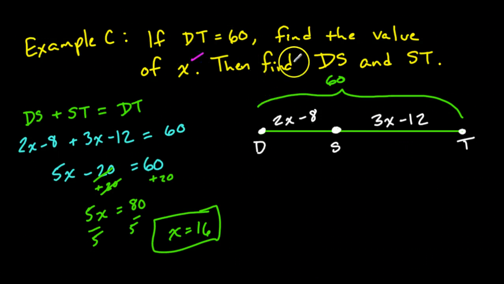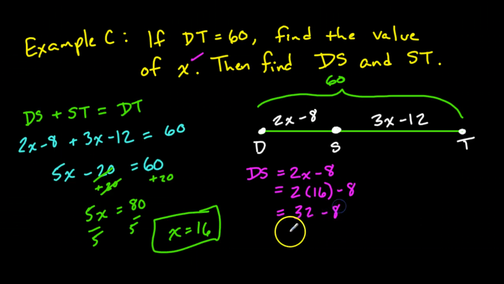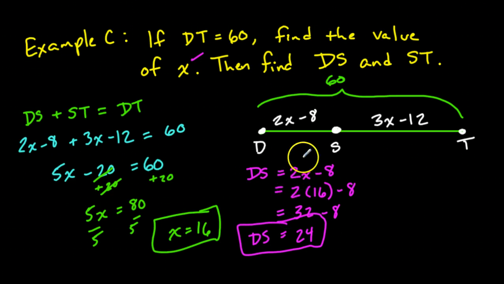All right, we've got x. Awesome. Let's go for DS. How long is DS? Well, here's the trick. All you've got to do is take that 2x minus 8, and now we know what x is, we're going to go ahead and plug it in. It's really going to be 2 times 16 minus 8. 2 times 16 gives us 32 minus 8. 32 minus 8 is 24. So the length of DS, that's just going to be 24.